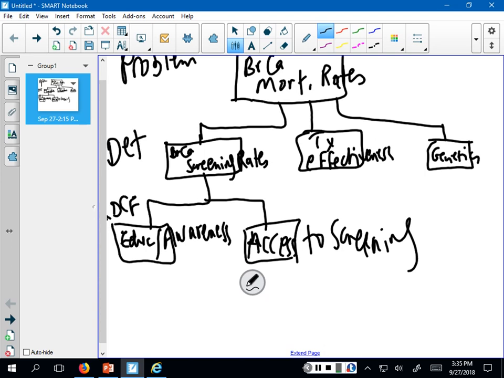Now, what are the community-specific indirect contributing factors that impact the level of women's awareness about breast cancer and screening? I'm sorry? Or health education programs. Health education programs or awareness campaigns. Very good.